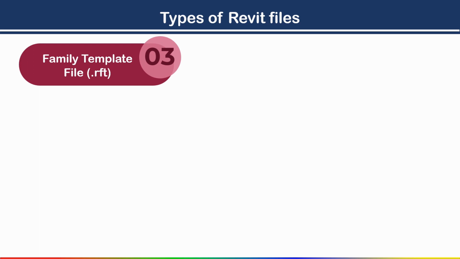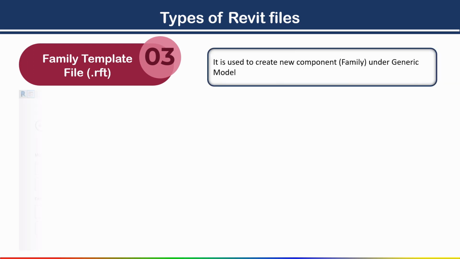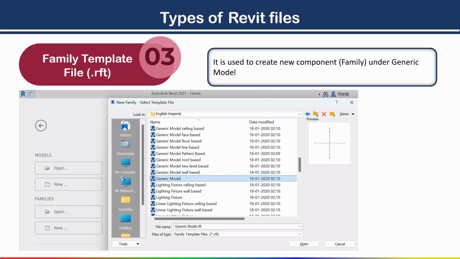Now the third type of Revit file is family template file, and the file extension name is written here .rft. So see, this template file is used to create a new component or family under generic model. Now suppose you want to create a family. Suppose you want to create a window, door, or in HVAC you want to create an AHU, chiller, cooling tower, any component like diffusers. In plumbing, if you want to create any components of plumbing, like water closet, urinal, any component, so for that you have to open the family template file. So that component you have to create in which template file? In family template file. The file extension name is .rft.